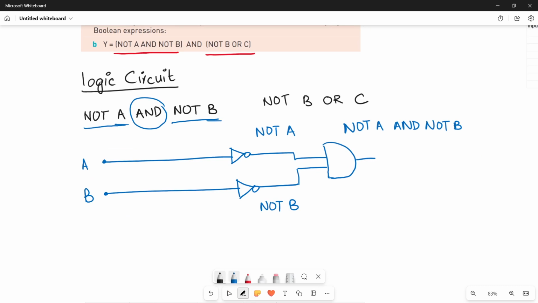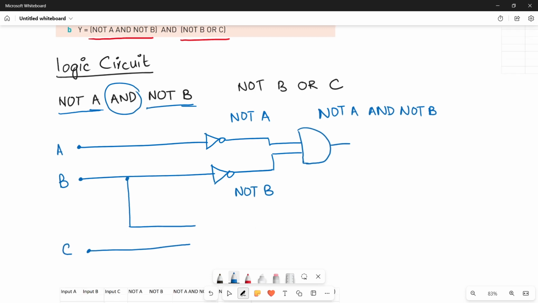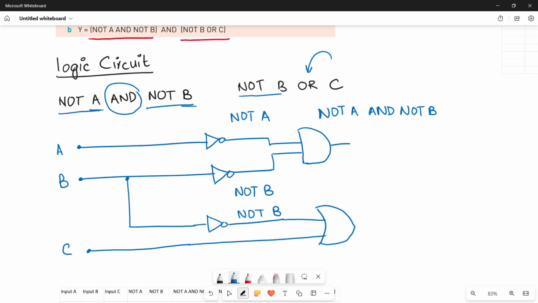NOT B OR C means that we will be taking input B again and input C. There is a third input line that will be C. In this expression, B is written with NOT. It means that input B is again going through an inverter so that we will get NOT B for the second bracket, and C is going directly. NOT B and C are connected through an OR gate. So we will make an OR gate here so that we will get the result of the second bracket, that is NOT B OR C.